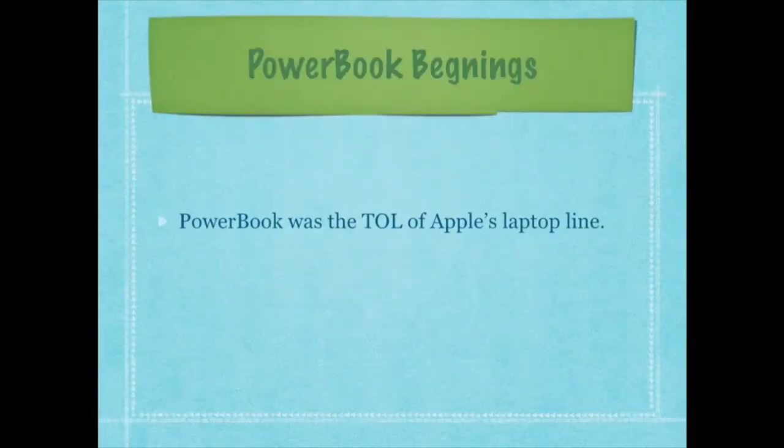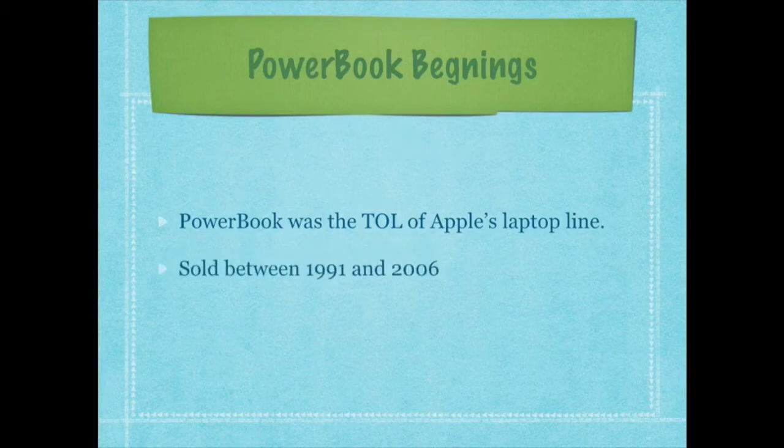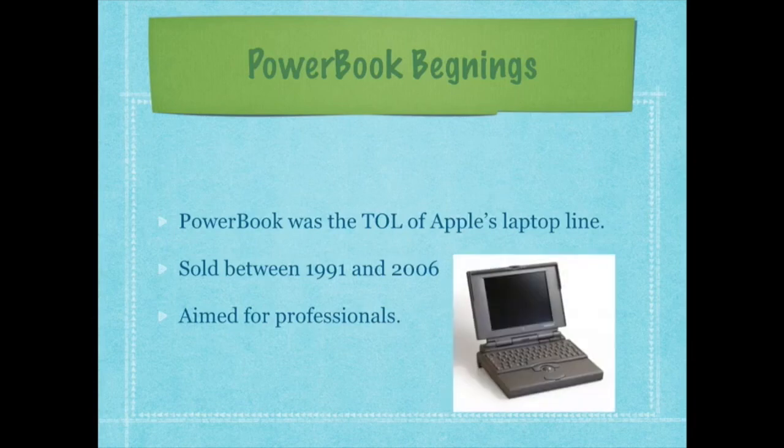So let's say I'm going to talk about that. The PowerBook was the top of the line. That's what TOL stands for, of Apple's laptop line. And then add in a little background information between that. Sold between 1991 and 2006. And it was aimed for professionals. And you always add in some little bits of information within each bullet. And then there's your PowerBook. Boom. That is all you need.